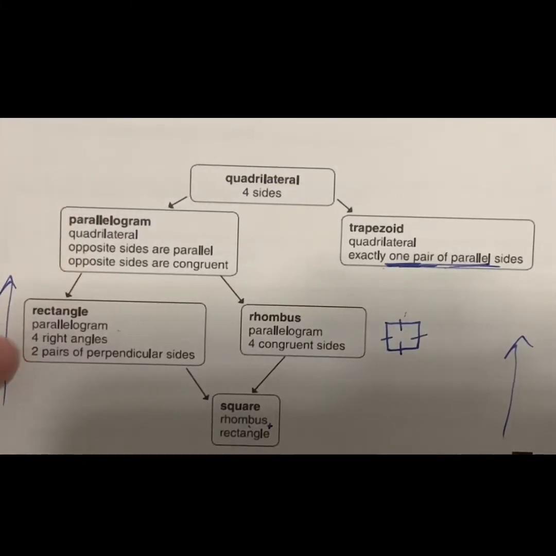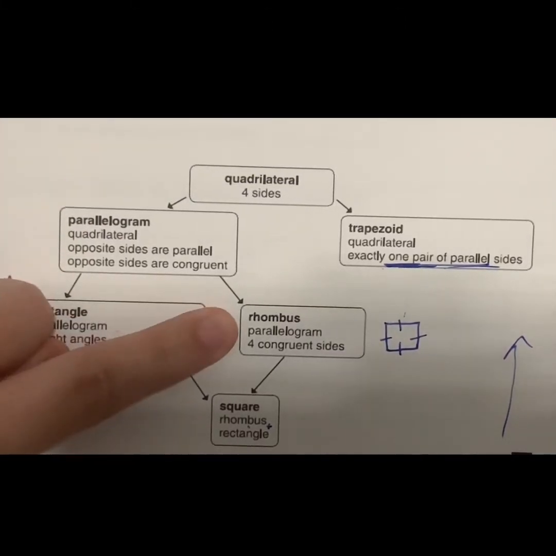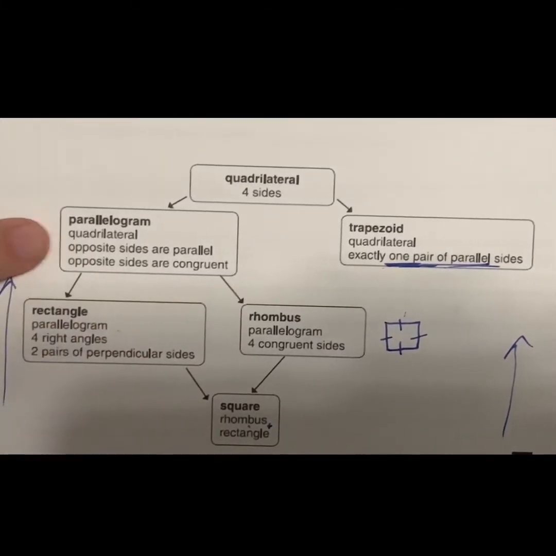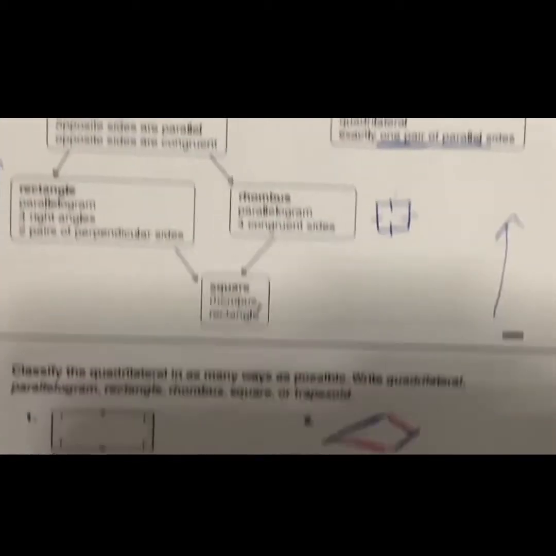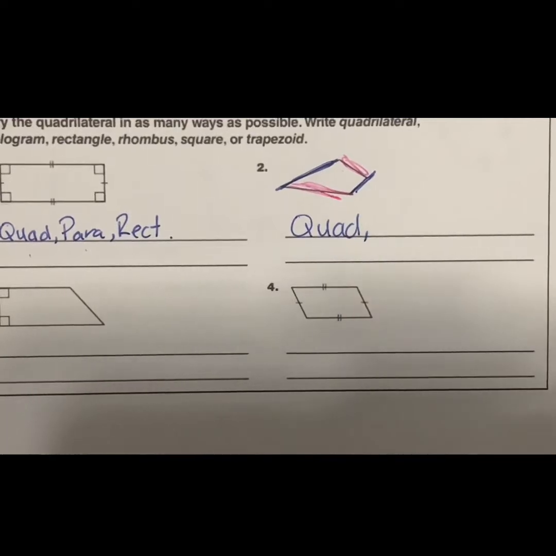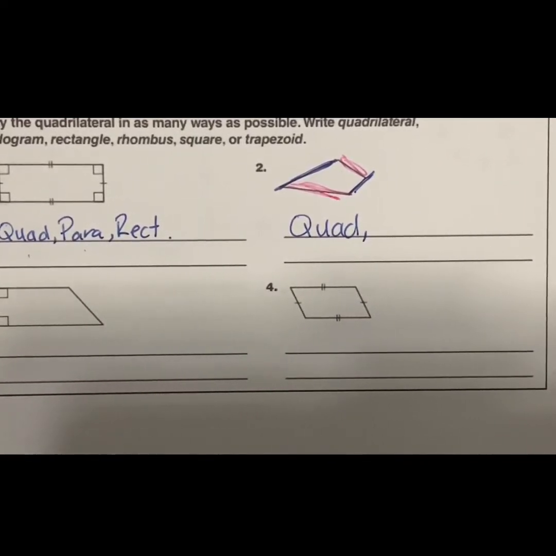And I'm gonna stop right there because if it's not a parallelogram, it cannot be a rectangle, it cannot be a rhombus, it cannot be a square. So if it's not a parallelogram, it could be a trapezoid. If it's neither, then it's just a quadrilateral. And we stop right there. It is just a quadrilateral.